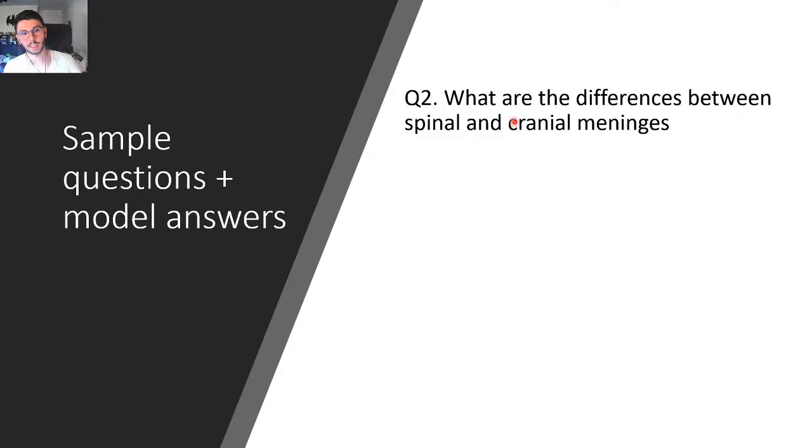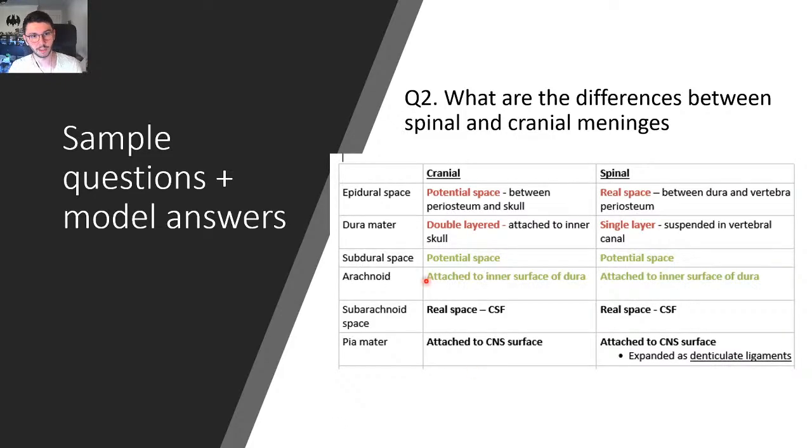Next question, just as I alluded to, what are the differences between the spinal and cranial meninges? Well, as we said, there's two dural layers, that's the key one, and we have consequences as a result. So the epidural space is a potential space in the cranial cavity, between the periosteum and the skull, whereas the epidural space is a real space in the spinal between the dura and the vertebrae. And the fact that it's a real space is where we can put our epidural anesthesia. It's very important. It also allows us to take CSF.